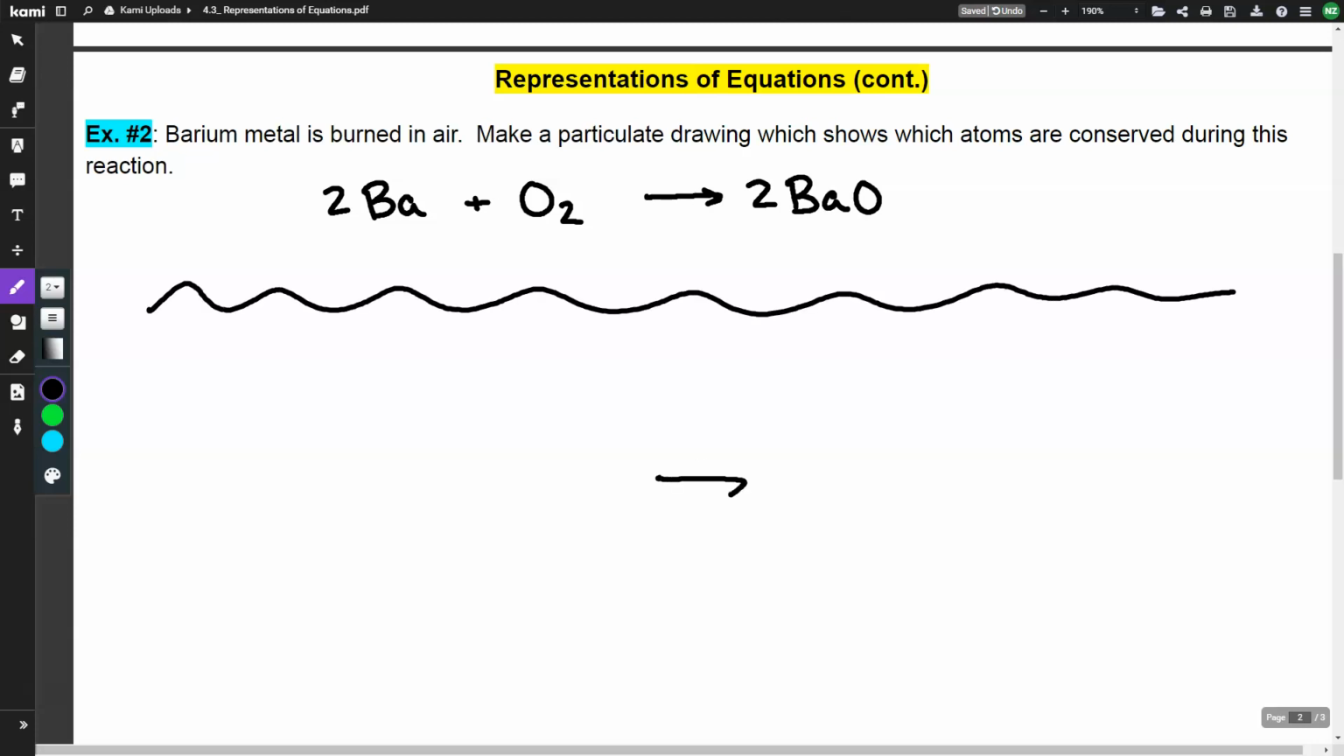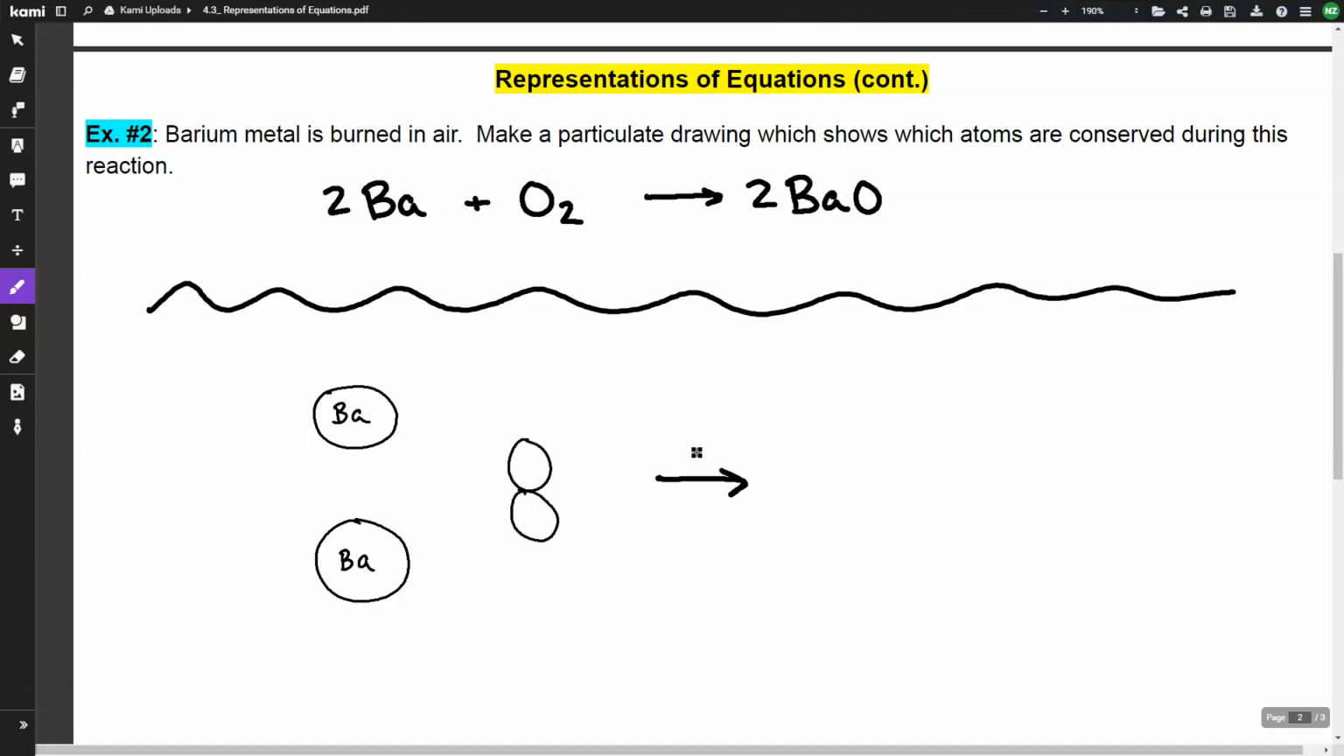Okay, so as promised, let's do this with just black and white. Barium. Okay, so I'm going to use circles here, Ba for barium. Those are separate. I have 2 separate bariums, and then I have O2. O2 is together, just like that. That looks like a cool 8. All right, on the other side, we have BaO. We have 2 of them.